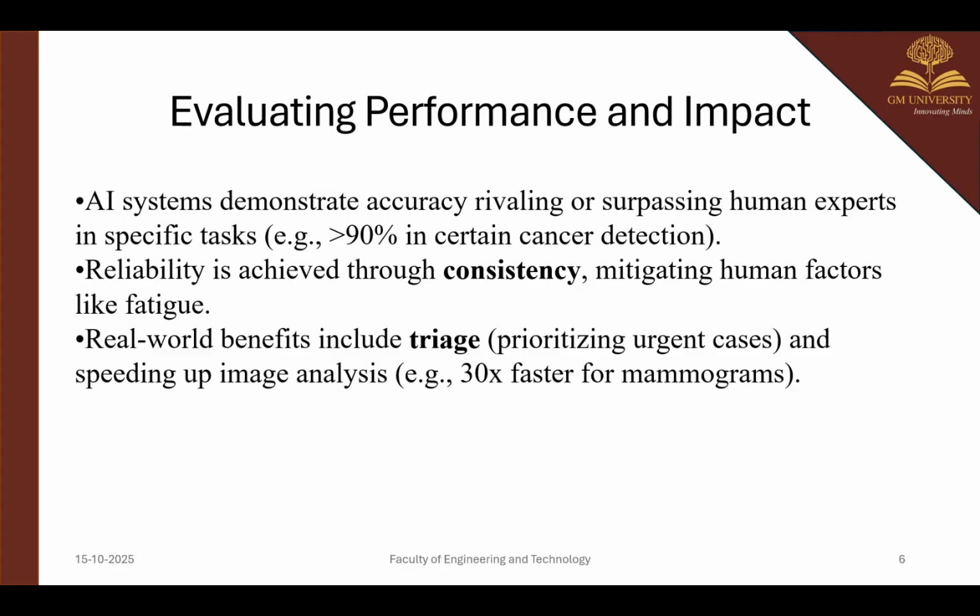Evaluation performance. As we know, we need to check everything: consistency, mitigation, human factors, so that it predicts perfectly, right? A real-world benefit includes being 30x faster. Manually, it is not possible to predict. By using an ML model, it is going to predict 30x faster.